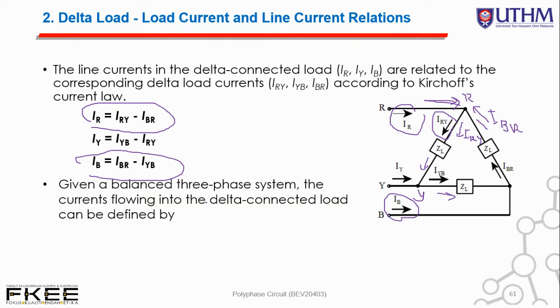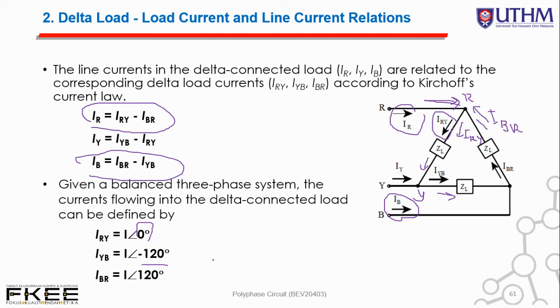So given a balanced three-phase system, the current flowing into a delta connected load can be defined by IRY, again the reference, IYB at minus 120 degree, and IBR at 120 degree.